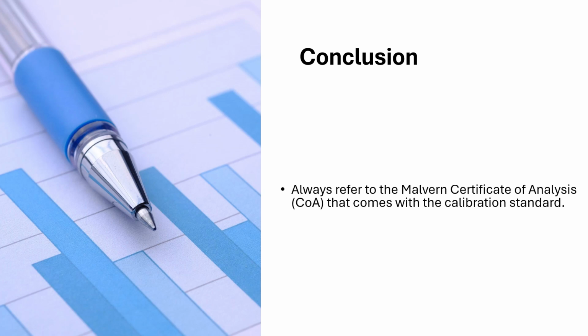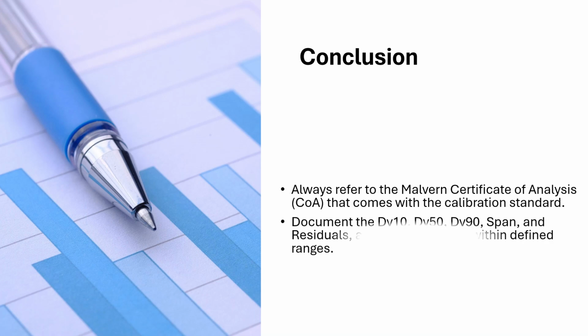So here are a couple of conclusions for this calibration. Always refer to the Malvern certificate of analysis that comes with the calibration standard, and mostly the vendor will help you to perform the calibration activities. Internal SMEs who are very expert in Malvern can also perform the calibration activities, because this calibration is very crucial and critical. So the handling should be proper, right? And then document the DV10, DV50, DV90, span and residual, and ensure that they fall within the defined range with respect to the certificate of analysis, right?